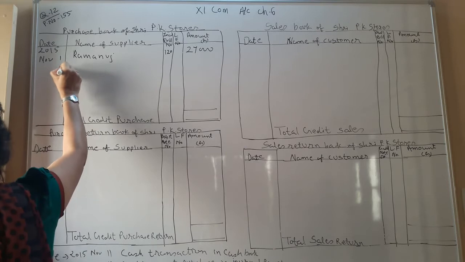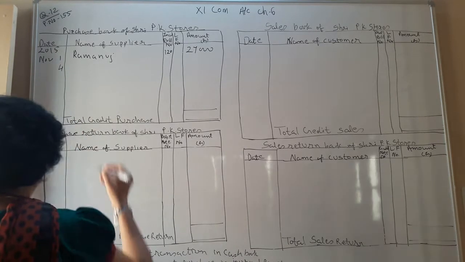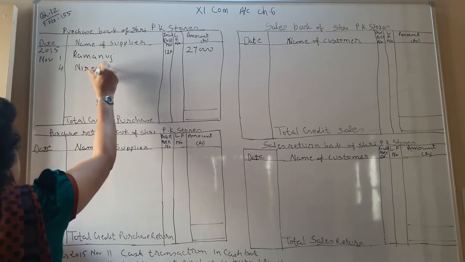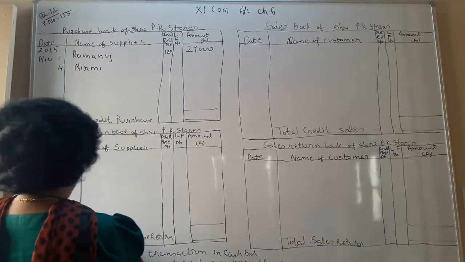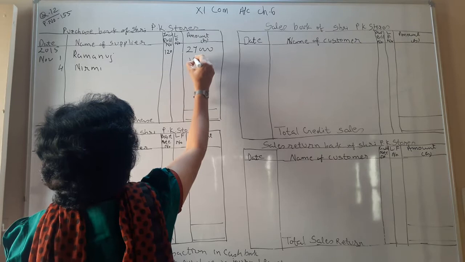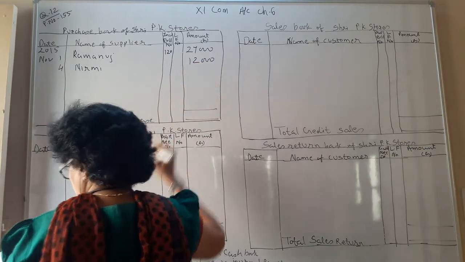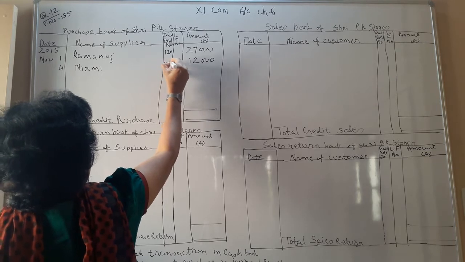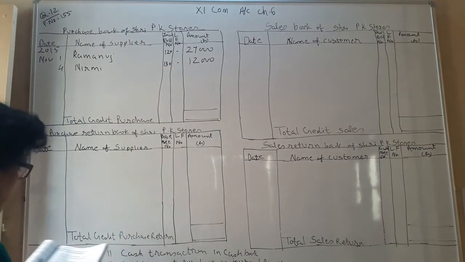So on the 4th, we have purchased from Nirmi. Amount is 12,000, discount is not to be counted, so it remains the same. And the bill number is 130. So in the column, 130.